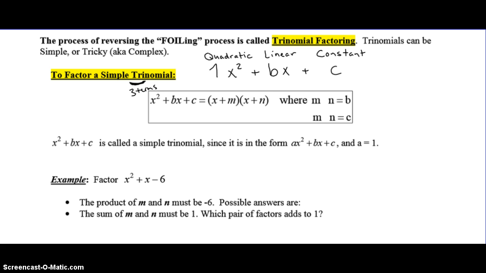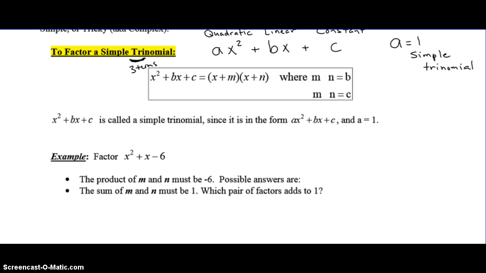Now, in a trinomial, we usually write a as the coefficient of the quadratic term. So if a is equal to 1, that's a simple trinomial. If a is some number other than 1, that's what makes it a tricky trinomial, and that's what we'll be looking at starting next day.